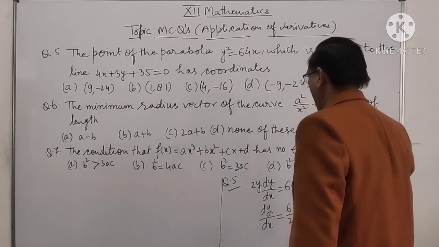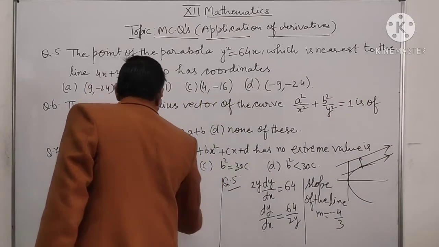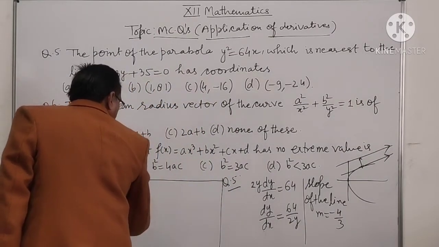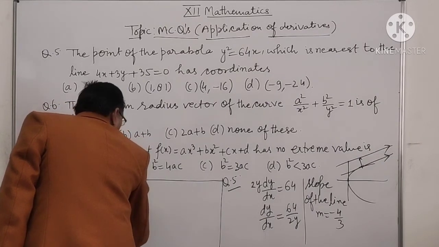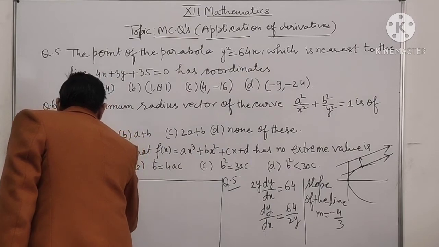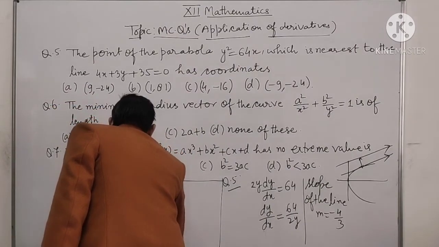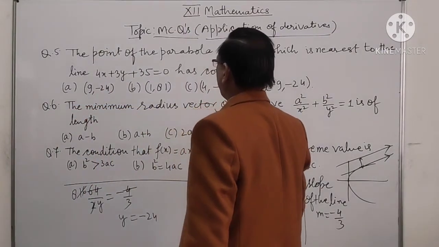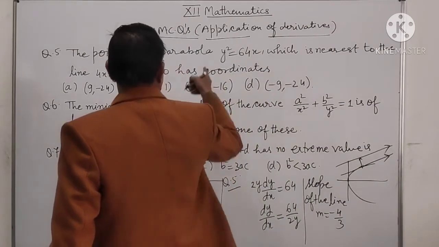Since both values are equal, therefore 64 upon 2y equals -4/3. There is 16, then it is 8, and y equals -24. Y is -24. Then let's find x.